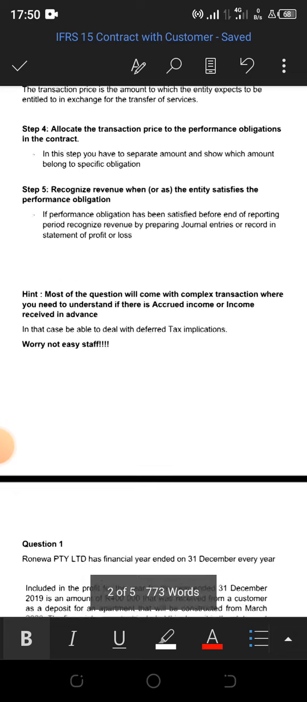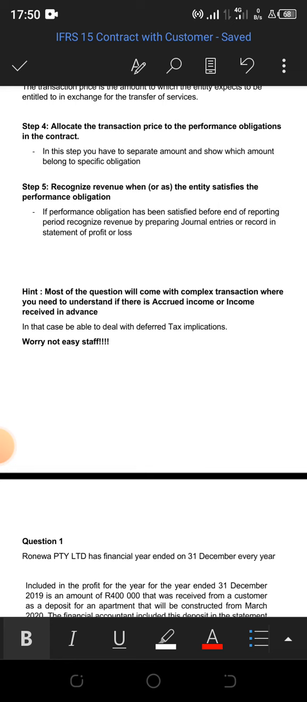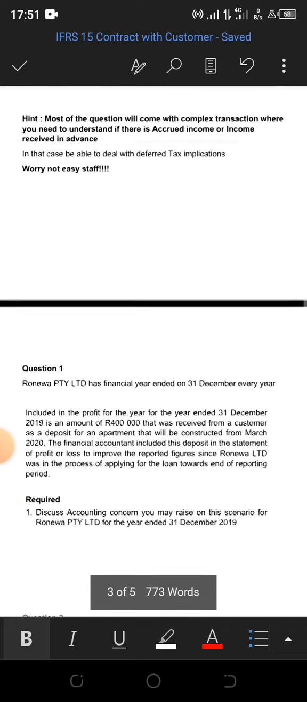Okay, so a hint on this question: most of the questions will come with a complex transaction where you need to understand if there is accrued income or income received in advance. Also in this case, be able to deal with deferred tax implications under IFRS 15. Okay, you don't have to worry about this. I'm going to explain easy stuff.